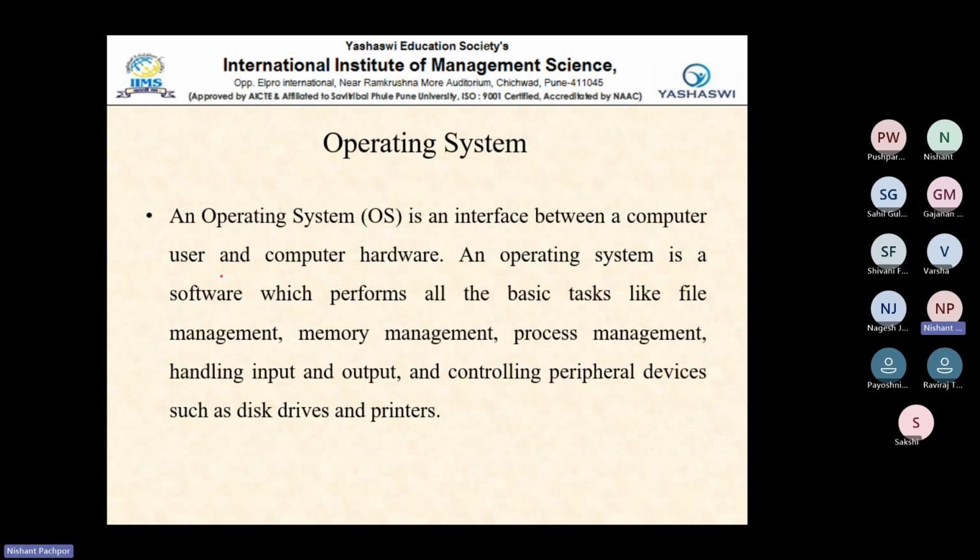Operating system is a software which performs basic tasks like file management, memory management, process management, handling input output, and controlling peripheral devices such as disk drives and printers. ह्या सगळ्यांना कंट्रोल करायचं काम करतो. That is the role of your operating system. The simple definition is it provides an interface between computer user and hardware.